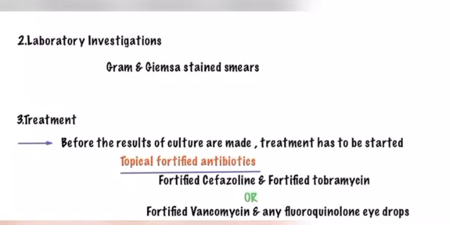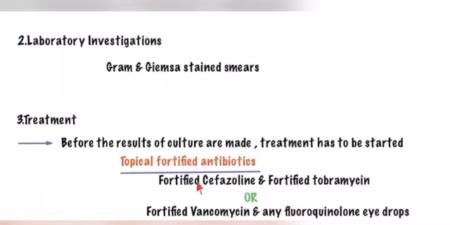The treatment, before the results of the culture are made, has to be started. So you might be asking me, how can you start a treatment? How can you prescribe a drug without knowing which organism caused the ulcer? It is very simple. As in the case of bacteria, we have to give drugs which cover both gram-positive as well as gram-negative bacteria.